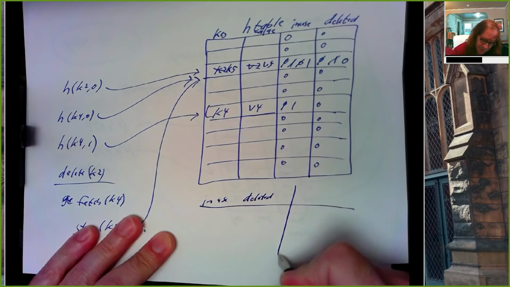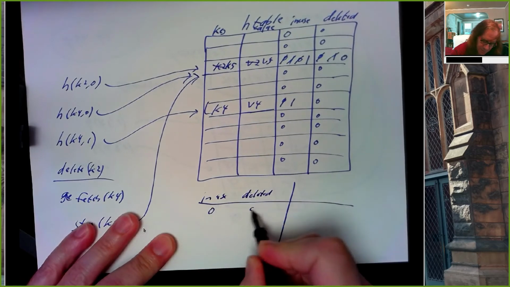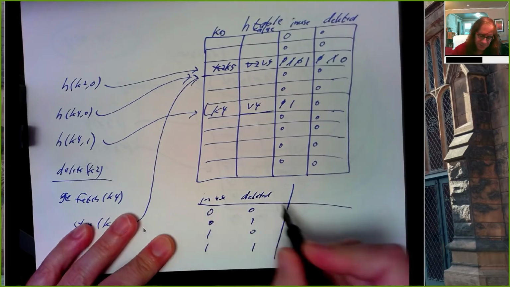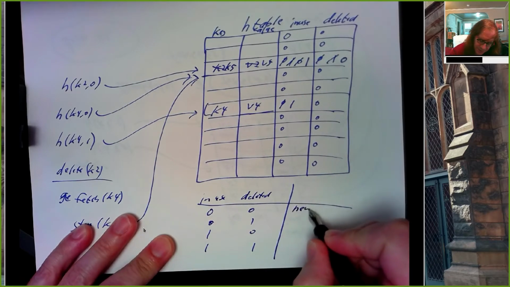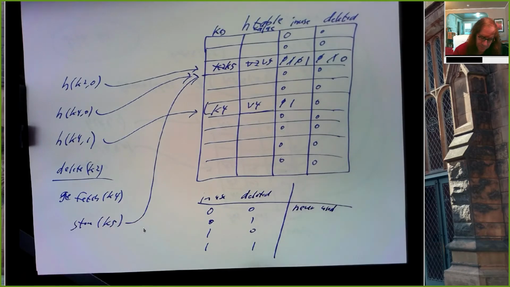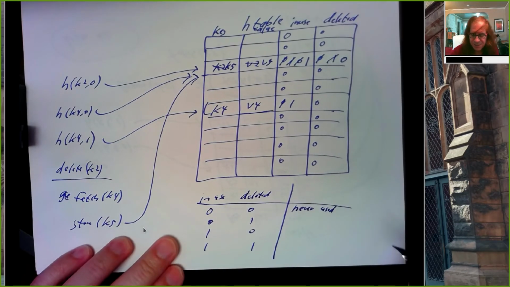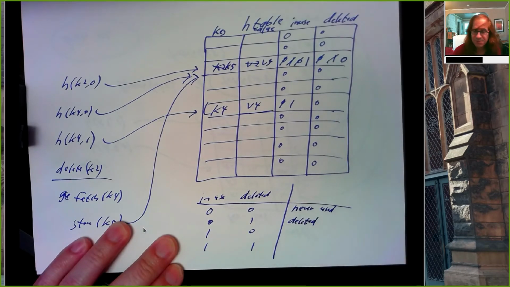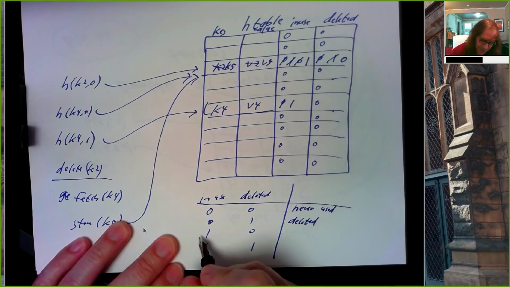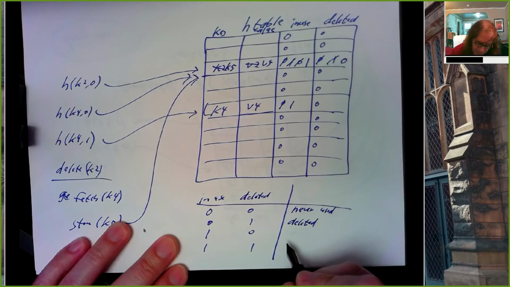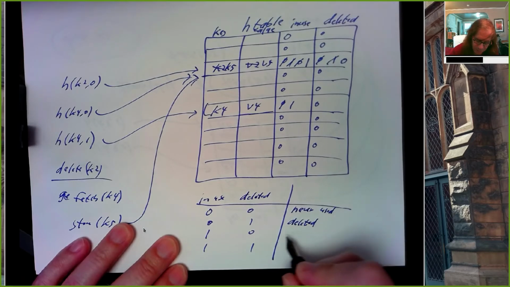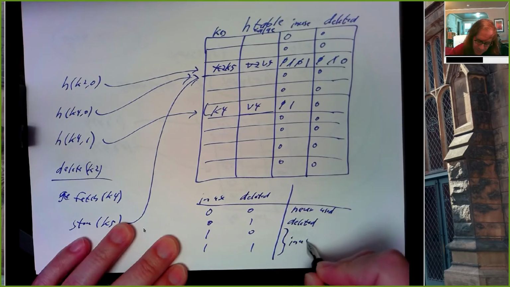If we made a truth table, because that's what we do. If in use is 0 and deleted is 0, this is never used. If in use is 0 and deleted is 1, then we had a node in there before, but it's been deleted. So if we bump into that, treat it as a collision. If in use is 1 and deleted is 0, or in use is 1 and deleted is 1, both of these mean the node is in use.